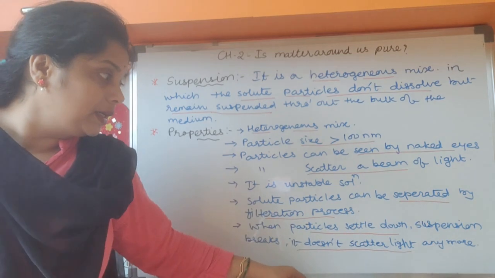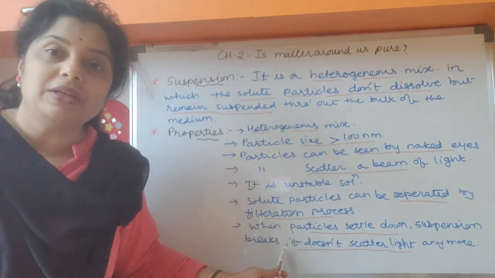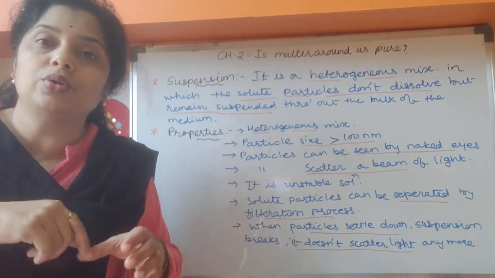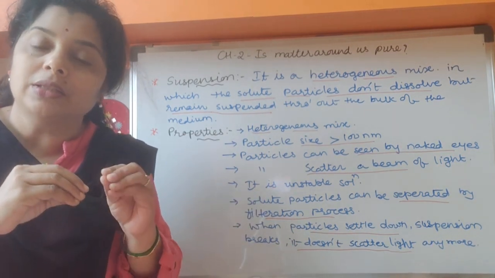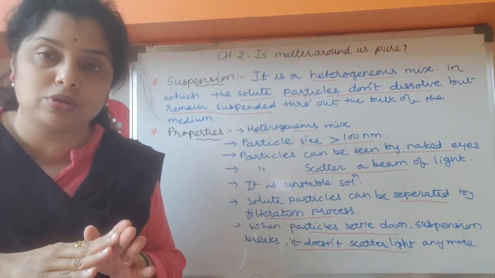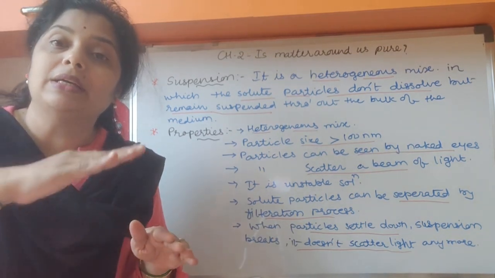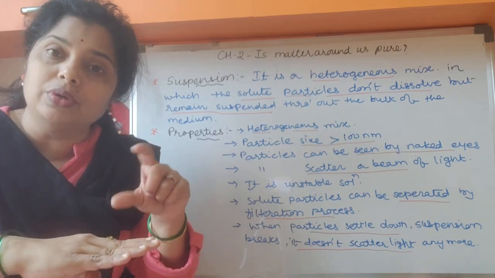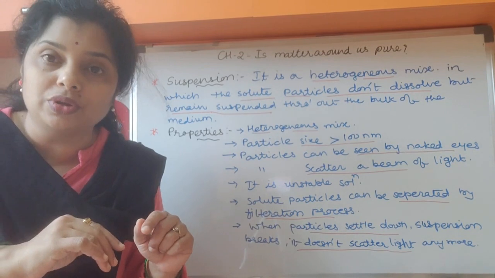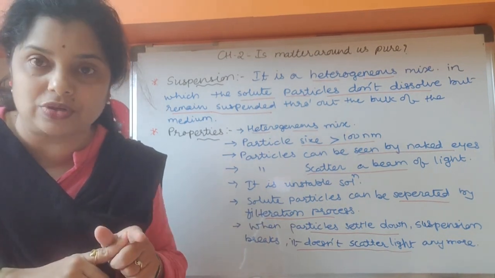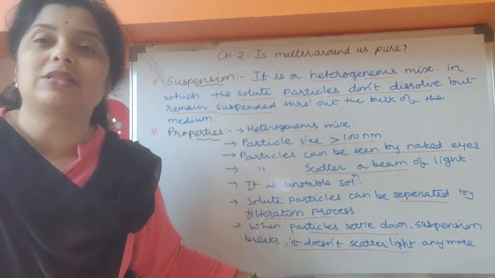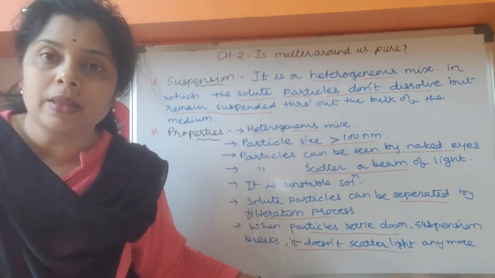When the particles settle down, the suspension breaks. As long as the particles are suspended inside, it is a suspension solution. Once the particles settle down and we can see two different layers, that solution is no more a suspension, and it does not scatter the light anymore.